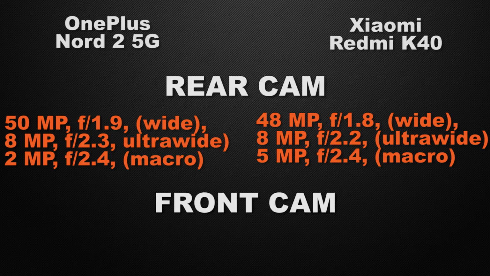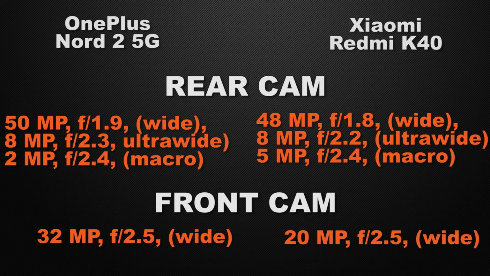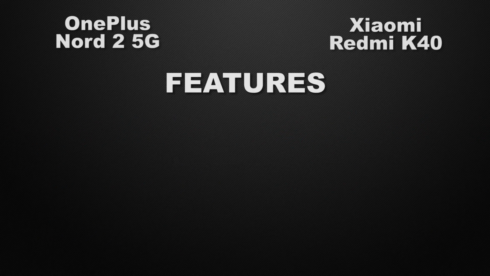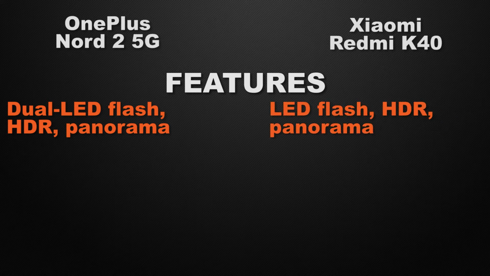condition. And about the front camera of the devices, Nord 2 has a 32 megapixel wide camera, whereas K40 has a 20 megapixel wide camera. So the winner here is Nord 2 because it has a 32 megapixel wide camera which can take high resolution photos. Let's talk about the camera features of the devices. Nord 2 has dual LED flash, HDR and panorama, whereas K40 has LED flash, HDR and panorama. So the winner here is Nord 2 because it has dual LED flash.